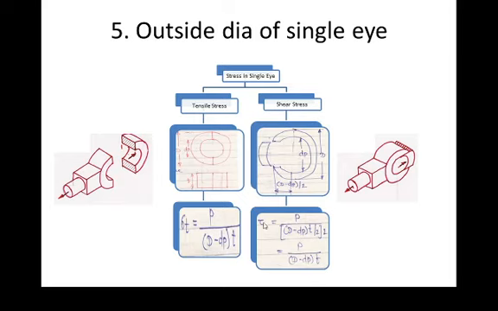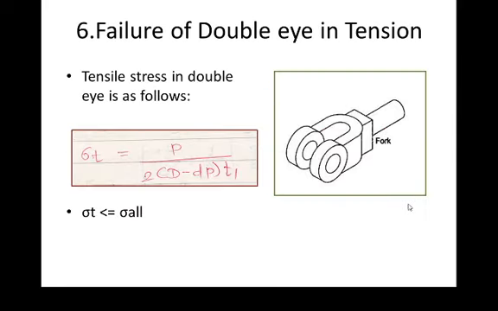Now sigma T and tau formulae both give the same right hand side. Sigma T is equal to SYT by Fs, and tau is equal to 0.577 SYT by Fs. From this we can calculate the different dimensions, the different unknown parameters.